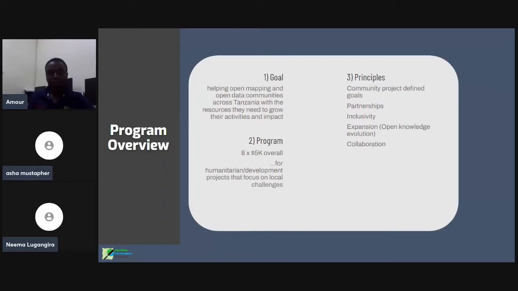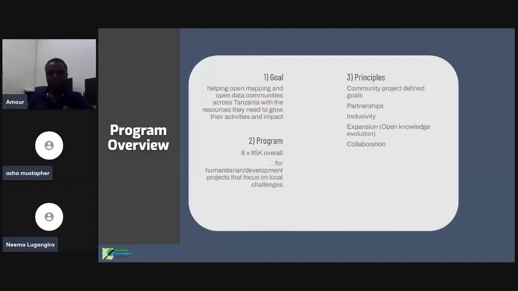And Tanzania is one among the countries having many open mapping communities here. So our goal is to support these organizations or communities, and the program itself was supposed to provide funds to up to 8 community organizations here in Tanzania, with funds ranging from 2,500 USD to 5,000 USD.